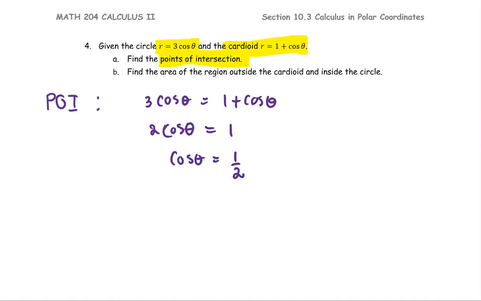The cosine is positive. It will occur when theta is in quadrant 1 and quadrant 4. Then theta is pi over 3 or 60 degrees, and in quadrant 4 would be 5 pi over 3. So theta is pi over 3 and 5 pi over 3.